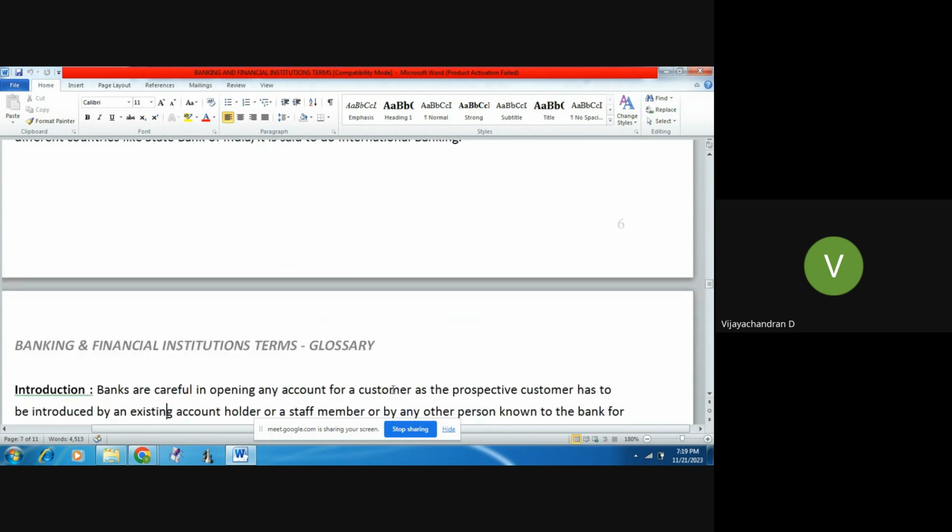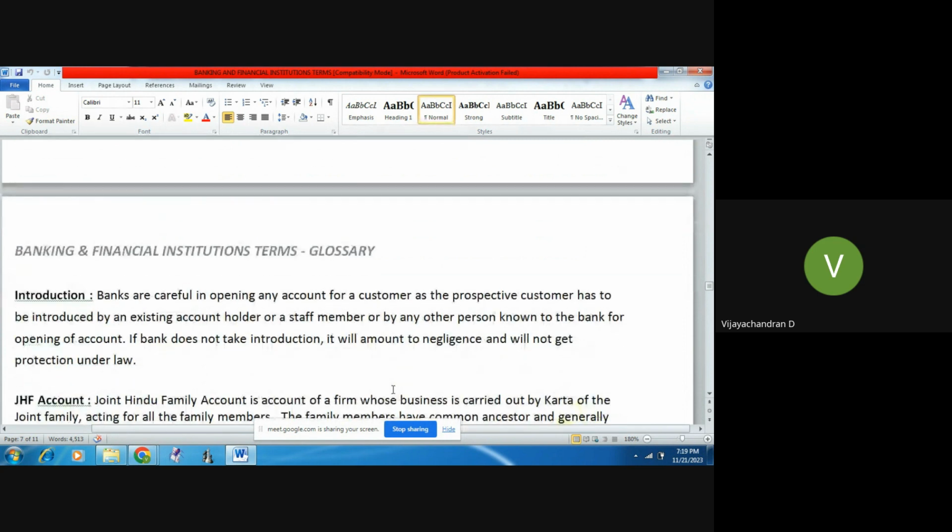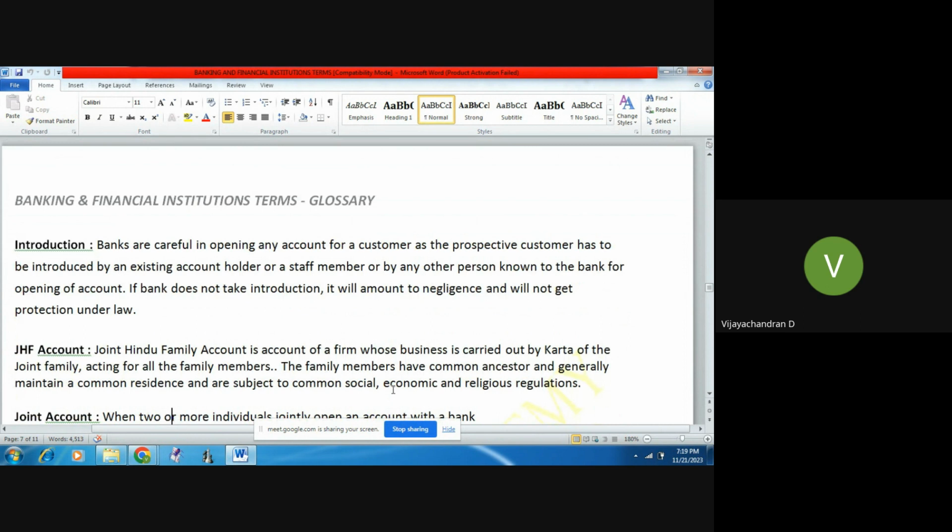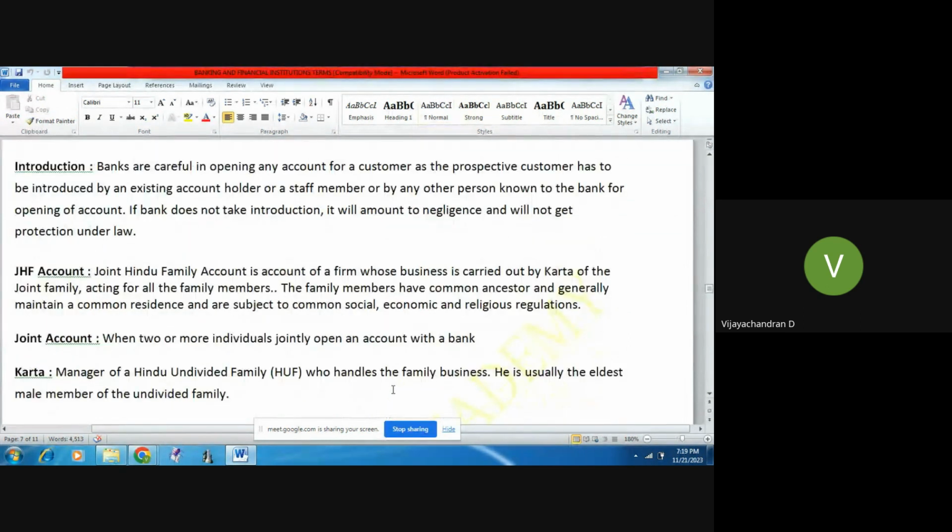International banking, I already told. Introduction: suppose you want to open an account, you should be introduced by an account holder. That is known as introducing a customer, introducing a person to open an account.